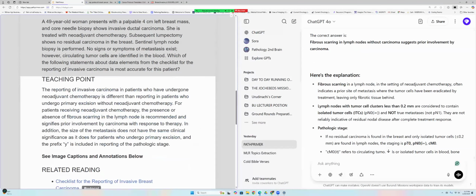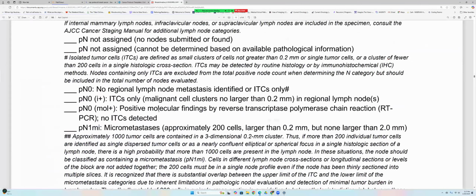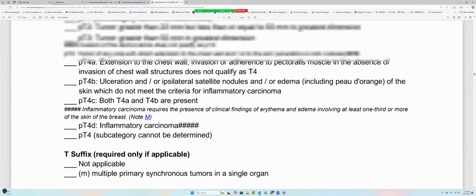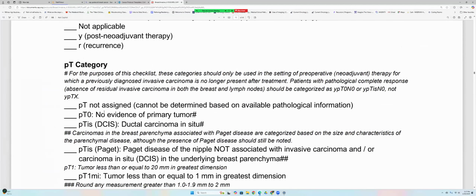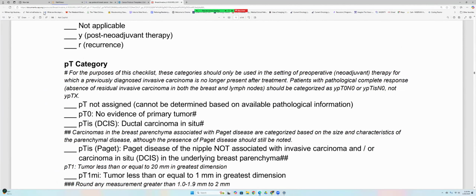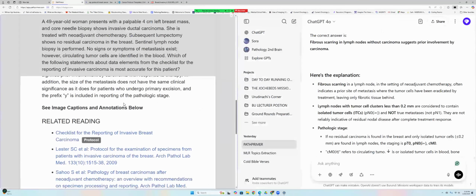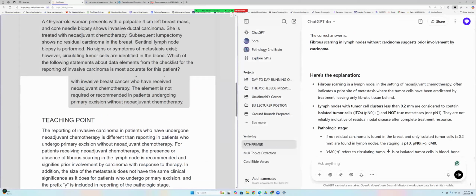You know that when we report treatment response in the CAP protocol, if you find no residual cancer, we call it complete pathologic response. You put Y in front. Y stands for post-neoadjuvant chemotherapy, and no residual cancer means complete pathologic response. Absence of residual invasive carcinoma in both the breast and lymph node should be categorized as ypT0 and 0. In this case, they found it in the blood. The question is, does that mean the one we found in the blood is not significant?